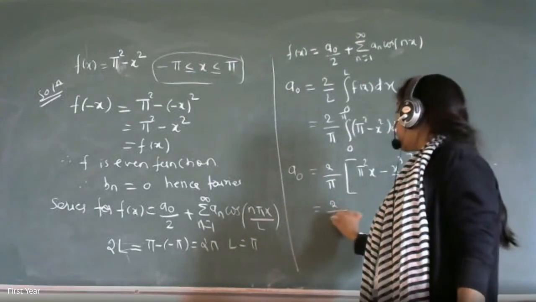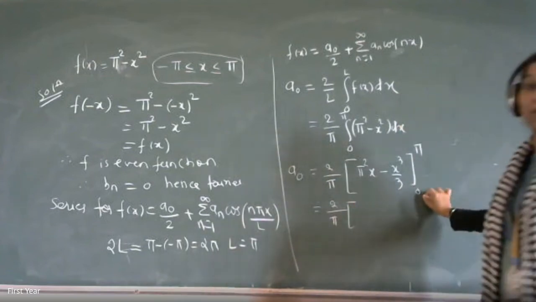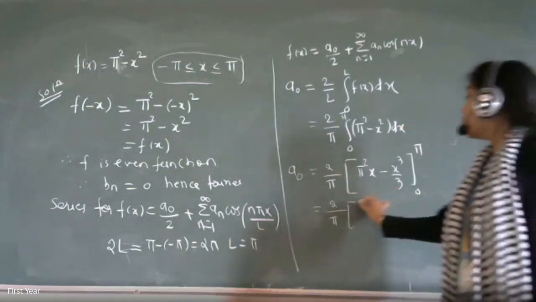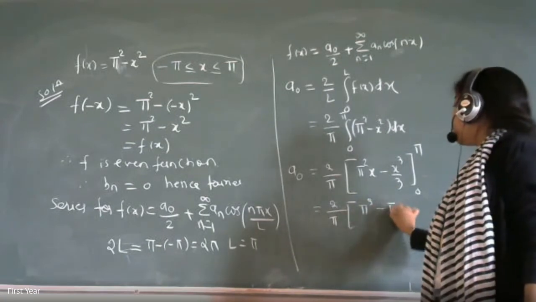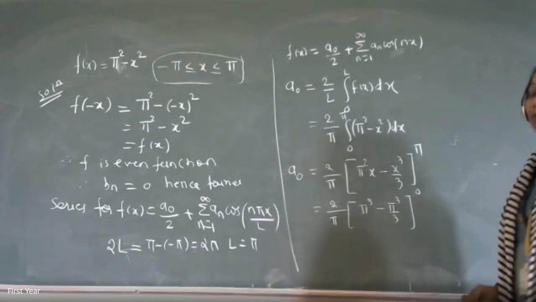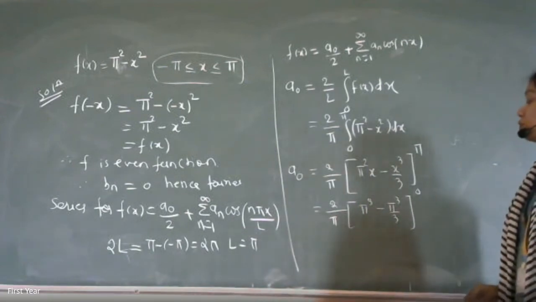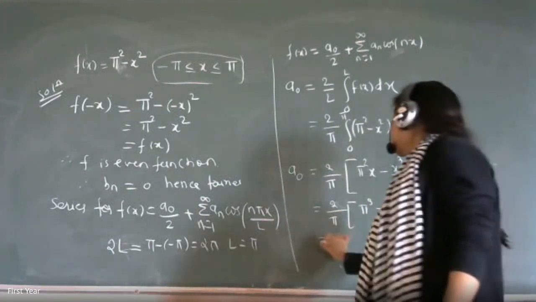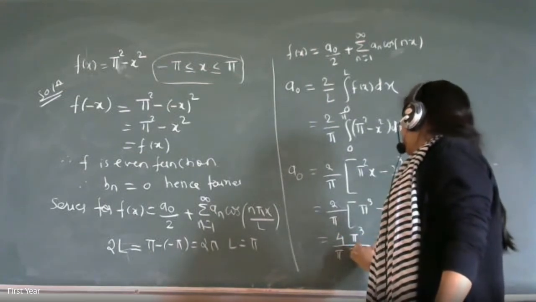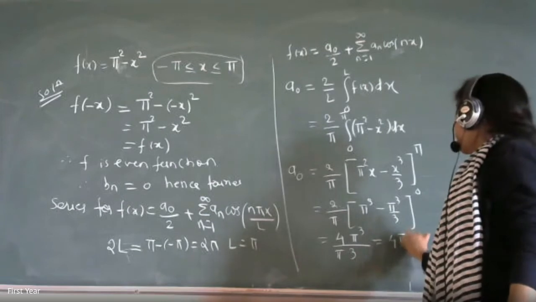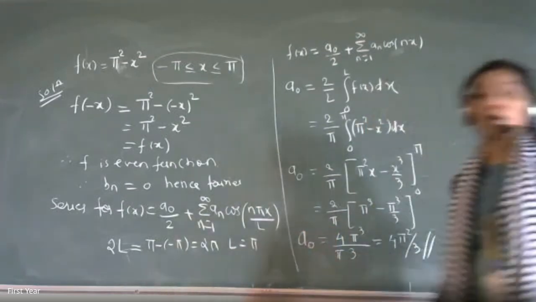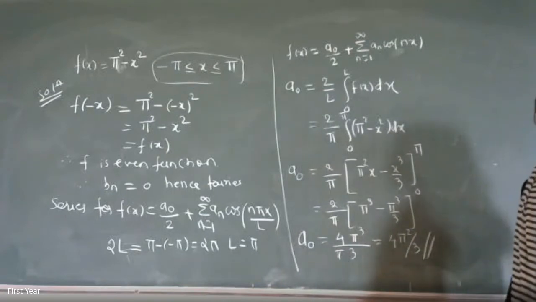This is 2 by pi as it is. When you put the lower limit, it is going to be 0. So only the upper limit will give the answer. So it is pi cube minus pi cube by 3. So 3 pi cube minus pi cube is 2 pi cube. 2 into 2 is 4 pi cube by 3, that is 4 pi cube. Then 2 by pi into that becomes 4 pi square by 3. That's the value of a naught. Is this clear? Everyone? Yes.